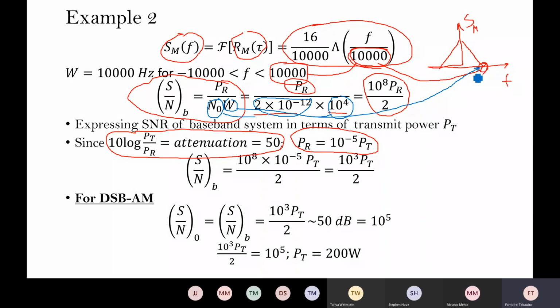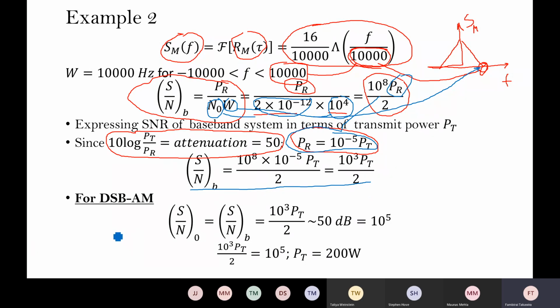Okay, right. So we can write our signal to noise ratio at baseband in terms of the transmit power by simply substituting for PR in this expression. So this PR here, if we substitute for it and say it's given by this term here, then we can write our signal to noise ratio at baseband as 10 to the 3 PT divided by 2. Now we can start looking at the 3 modulation schemes.